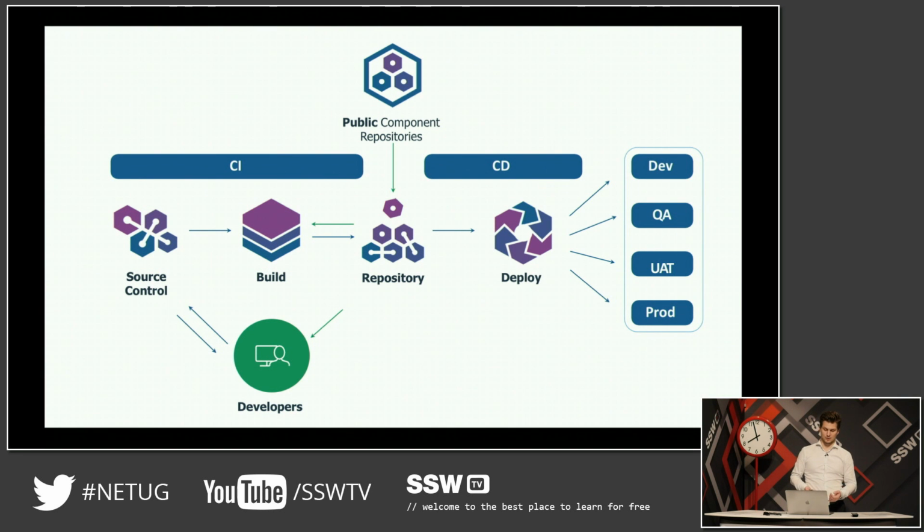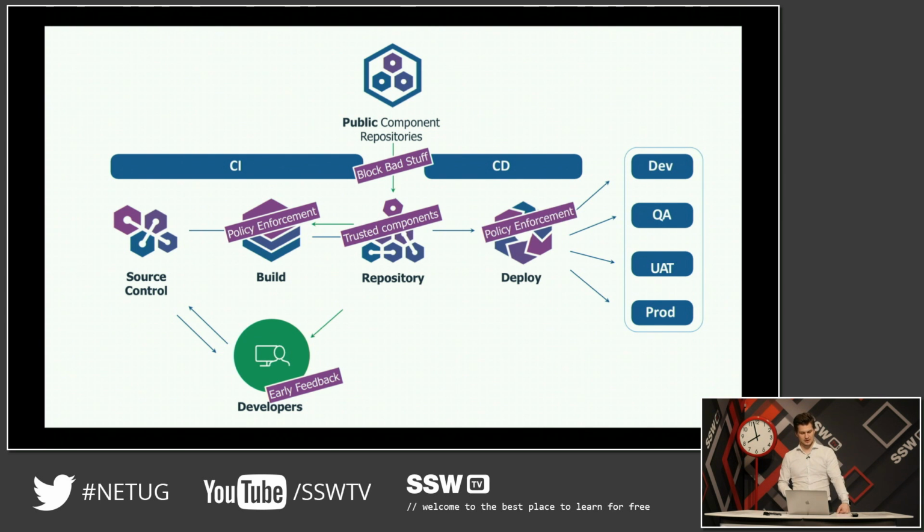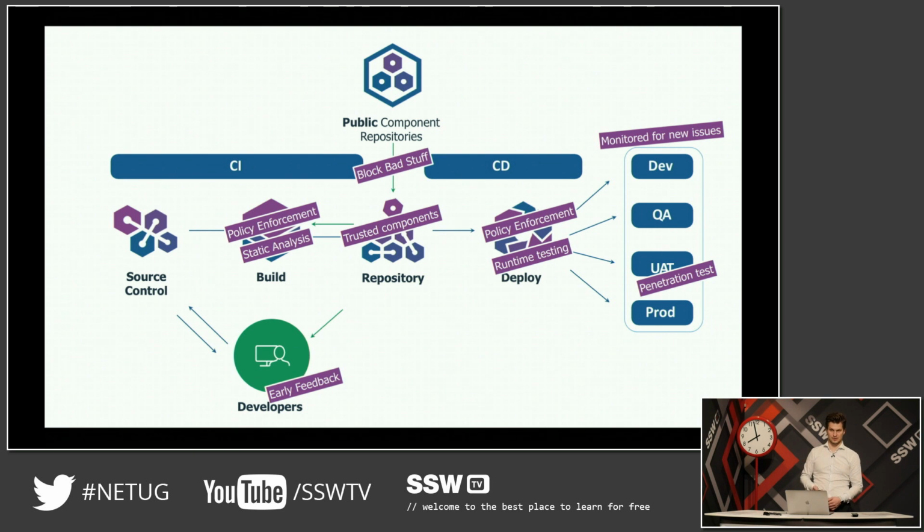So this is what this pipeline would look like. I would still have that early feedback that would come from before. I would block the bad stuff. I would do some policy enforcements on the build, in terms of not allowing any changes to come in. I would do some policy enforcements on deploy, monitoring in production, and do some static analysis and runtime testing on both ends. Okay? It's quite a comprehensive pipeline.